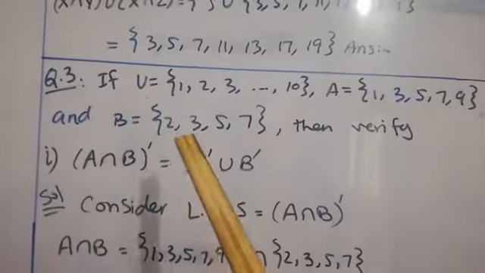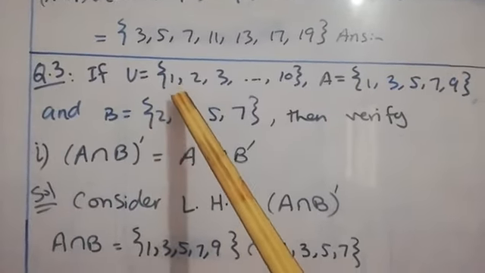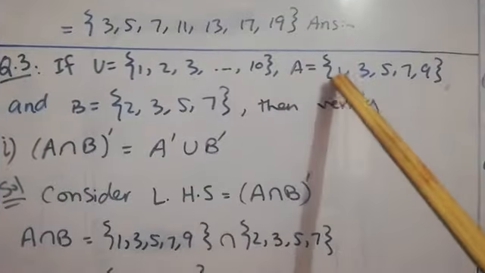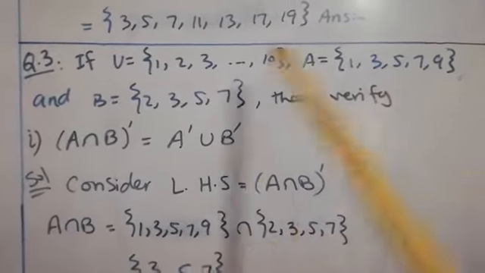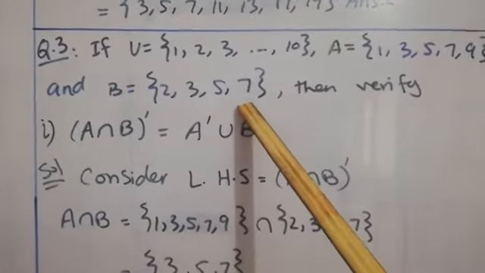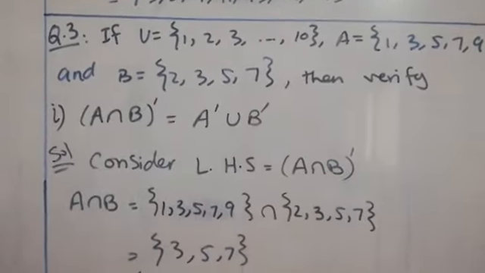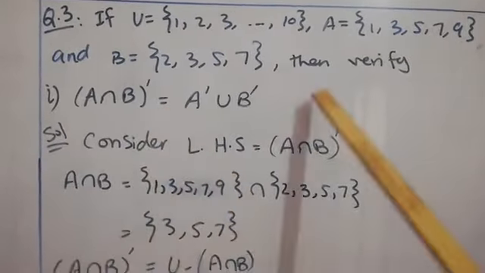Next question is question number 3. Universal set is 1, 2, 3 up to so on 10. A is 1, 3, 5, 7, 9, means odd numbers up to 10, and B is the prime numbers from 2 to 7. Now we will prove De Morgan's law.